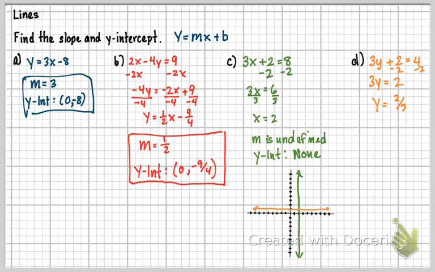I can see there that I will have a y-intercept, and I also have a slope. My slope is going to be 0, and my y-intercept, and we can see that here, is where I cross, and that's going to be (0, 2/3). So there are our answers for the rest of these.